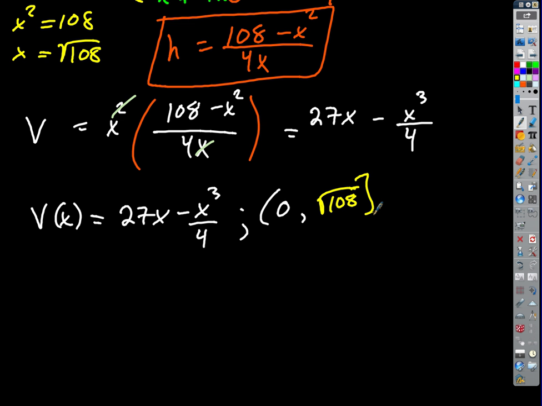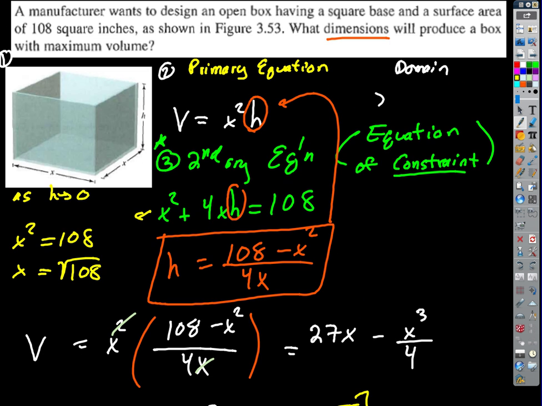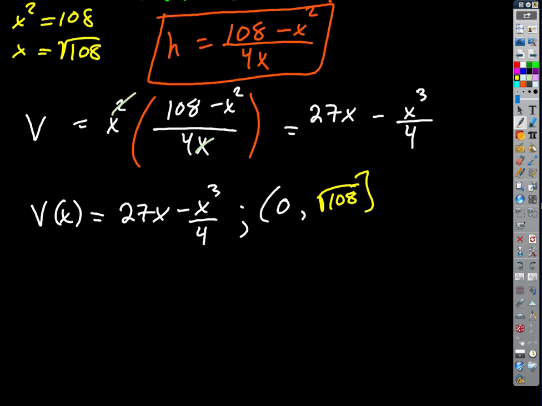If we were to evaluate the volume of this thing, where's our volume equation? Right here. I just want to make this point. V of 0 is 0, right? V of the square root of 108, if I plug that in, I'm not going to do the math here, but what do you think I'm going to get? I'm going to get 0.